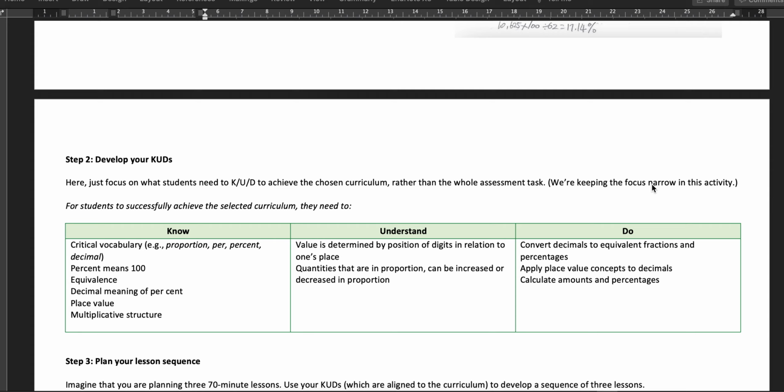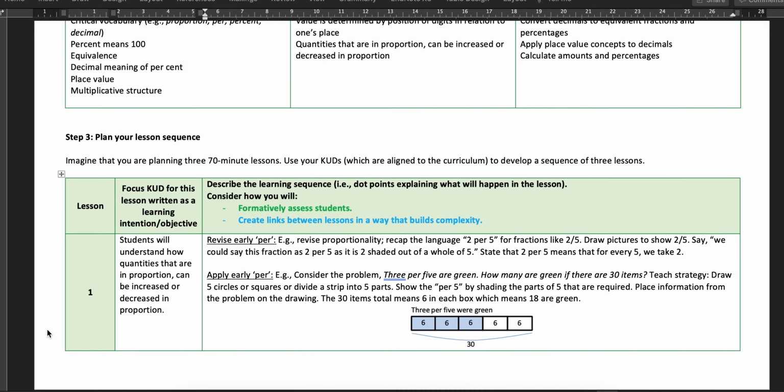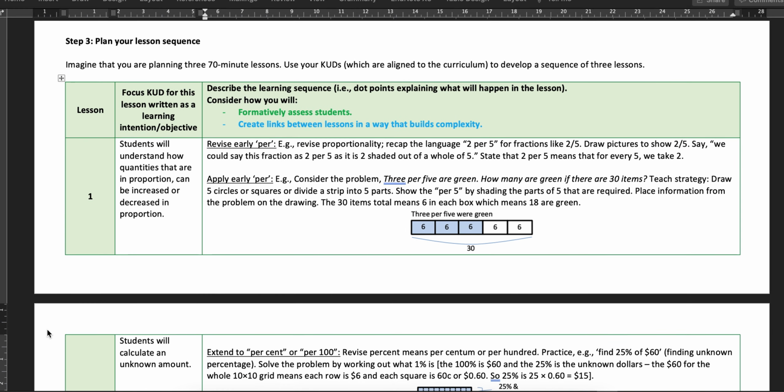So after you've developed your CUDs, you're then going to move into developing your lesson sequence. Now, I've included a reasonable amount of detail here. You don't necessarily need to be so detailed. Keep the purpose of this activity in mind. The purpose is for you to practice putting lessons in order, sequencing lessons in a way that's both logical and that builds in complexity, so that each time students come back to your class, they're being moved to the next level, challenged that little bit more. We're also practicing how we can embed opportunities to check for students' understanding and creating links between lessons.